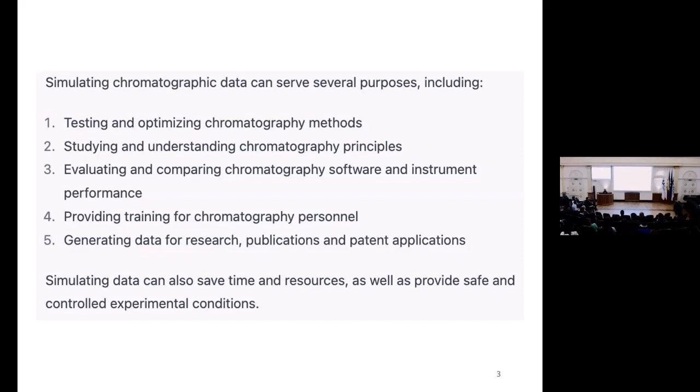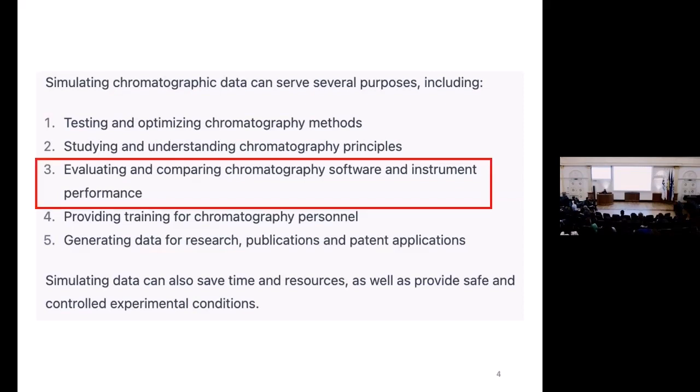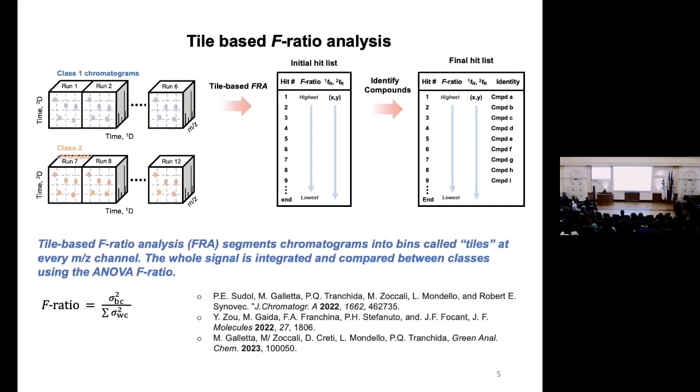Number 4 is good too, providing training for chromatography personnel, like the simulators that Dwight has and things like that. Then of course you want to generate data for research, publications, and I guess patents too. So I'll focus on number 3, evaluating chromatographic software. The specific software I'm evaluating in this work is a tile-based F-ratio method that our group has made.